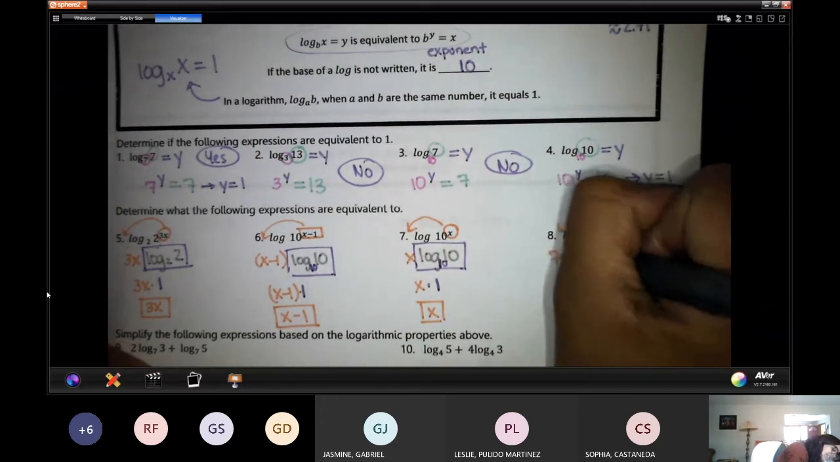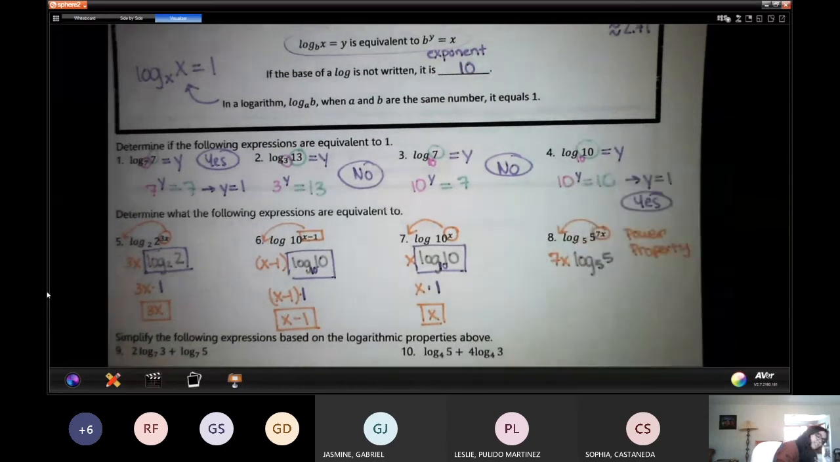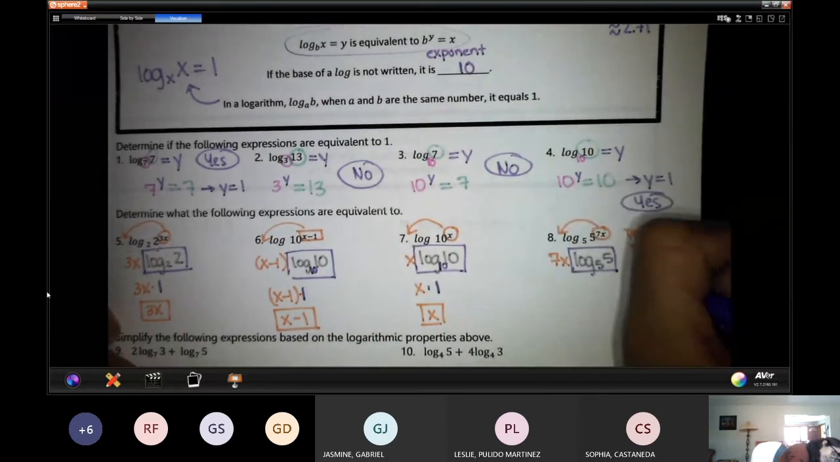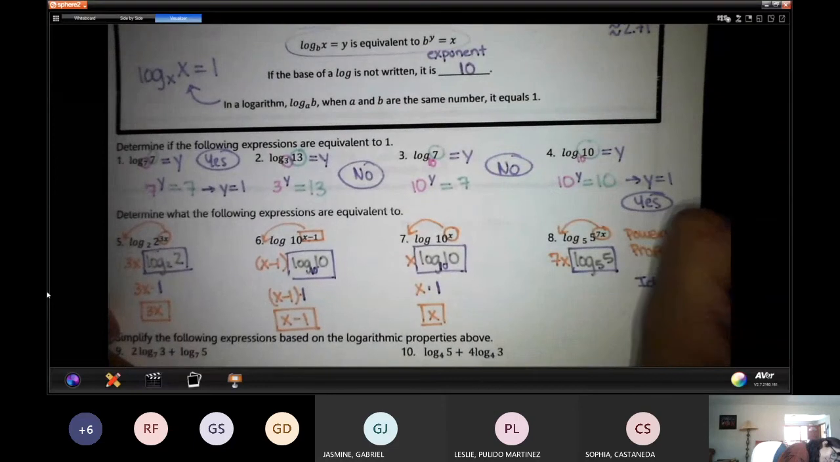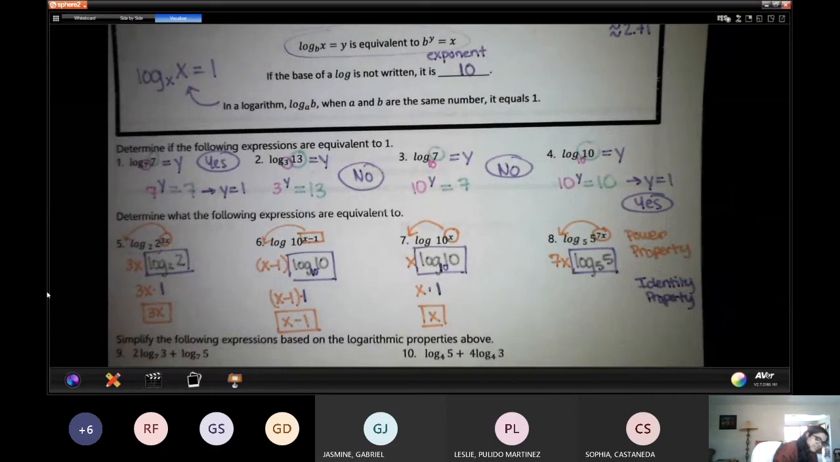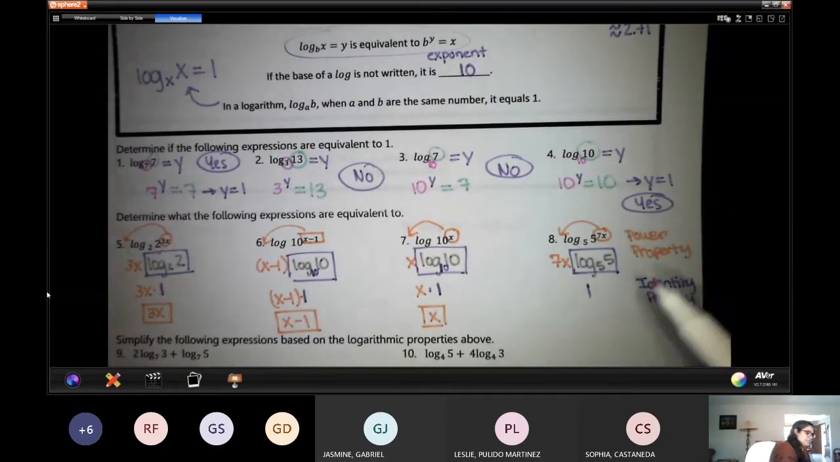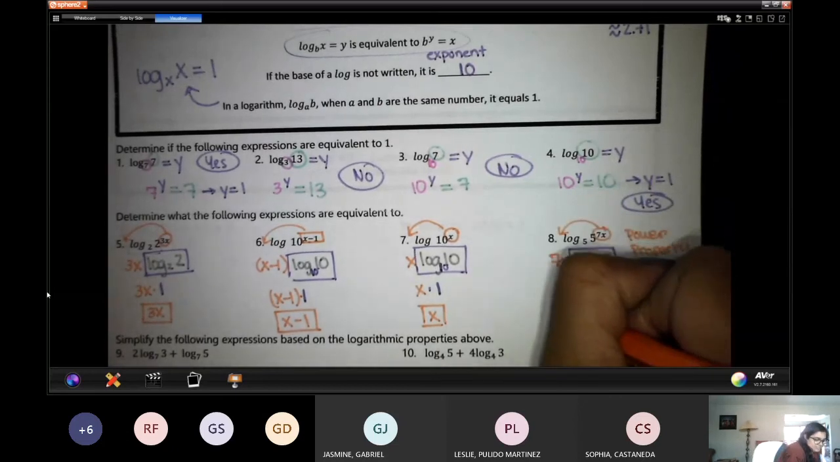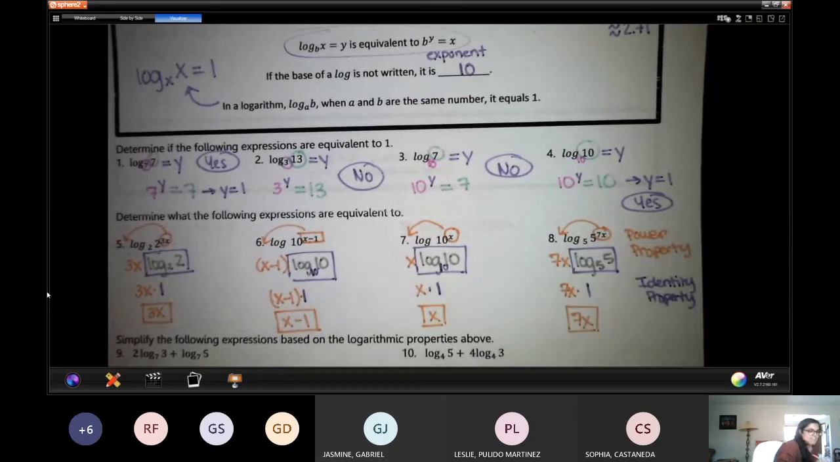All right, so then log 5 base 5, and we know that that equals 1, and that would be called the identity property. So from here, we know that that's 1, and then we have 7x, and when we multiply those, you just get 7x. Very nice, y'all, very nice. I'm glad that we are getting this.